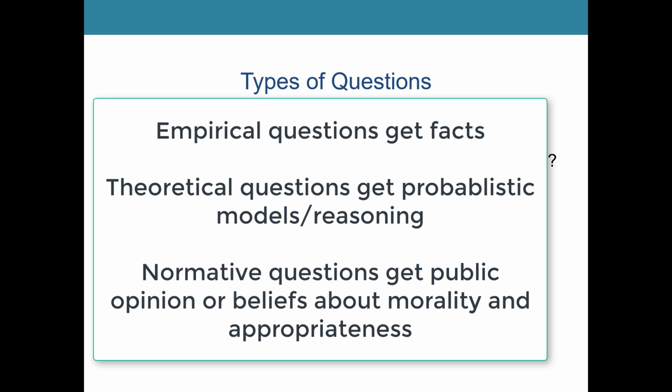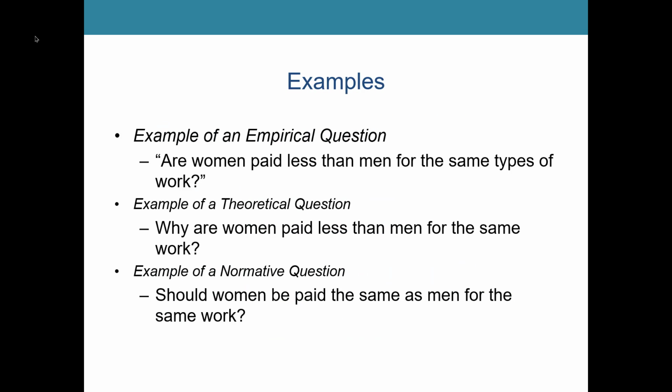But the thing I'm trying to get you to see is that we have questions that will give you facts, questions that require a probabilistic answer, like theoretical questions, and then you've got your normative questions, which are about morality and appropriateness. And we can ask people those questions, but that doesn't mean science agrees. We just report what we find. And those are normative questions. And now I'm going to offer you an example of each type of question.